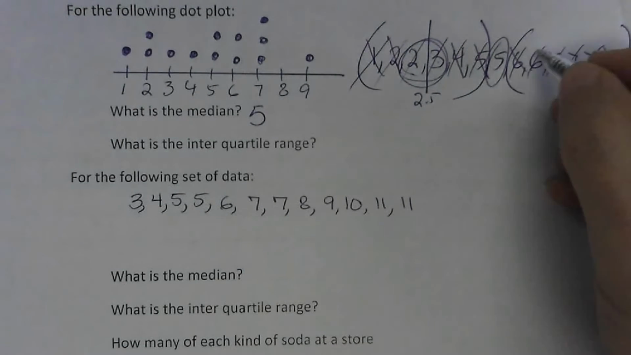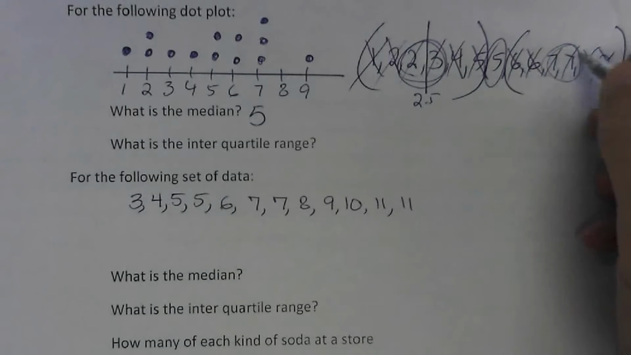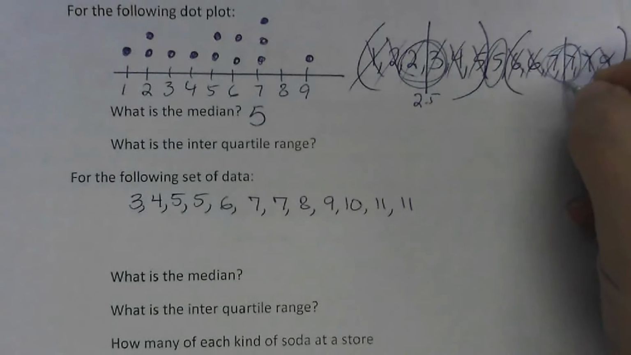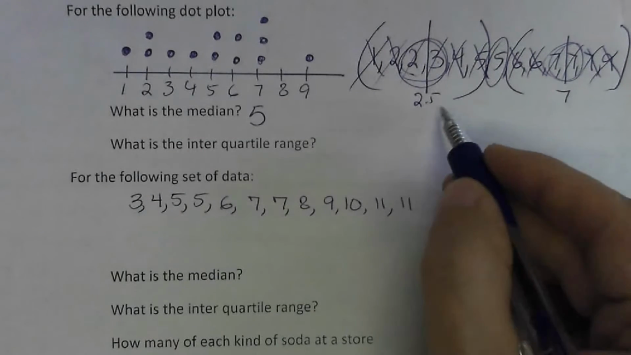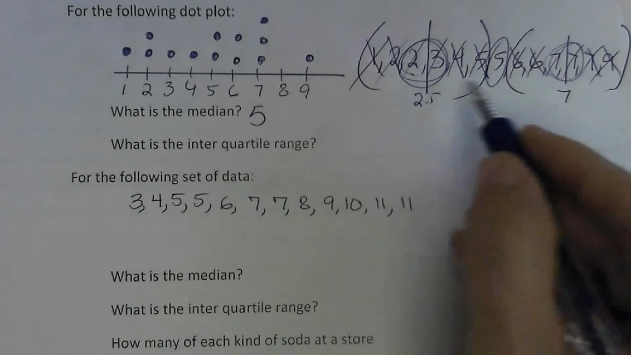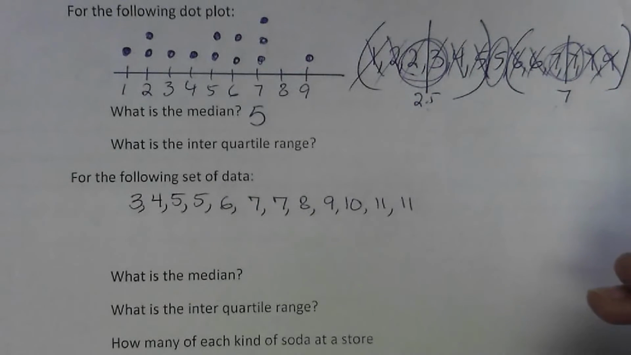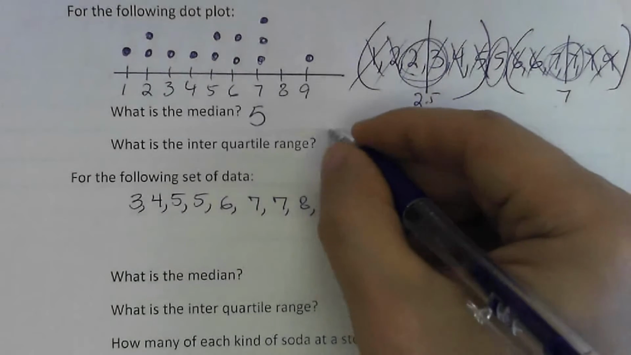Right here, 2 numbers in the middle, 7 and 7. 7 plus 7 is 14. 14 divided by 2 is 7. So now, this would be the 2 ends for the box. So now all I do is 7 minus 2.5, and that's going to be 4.5.